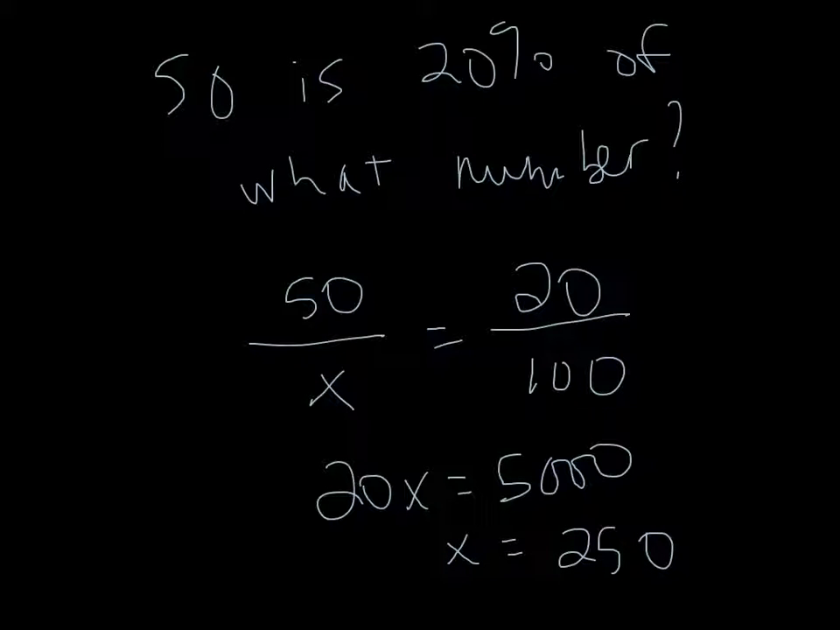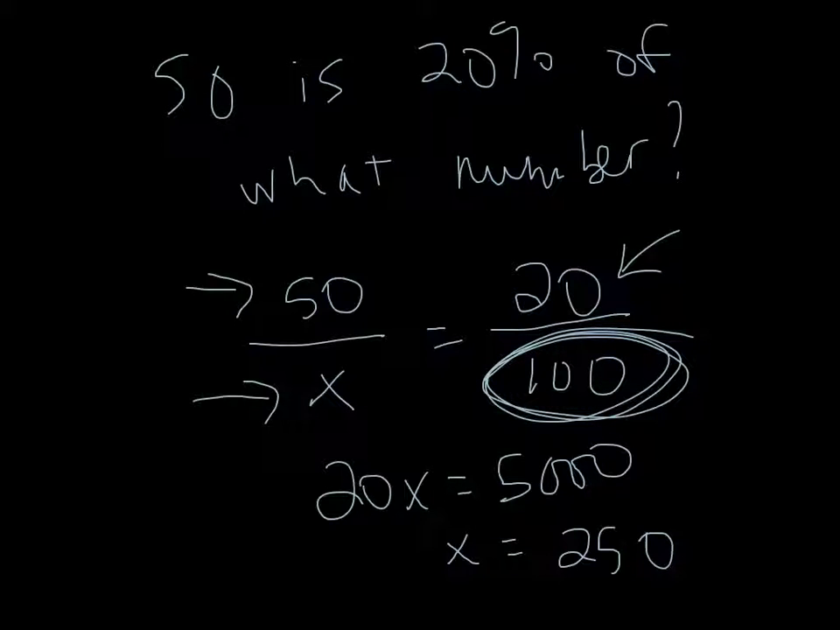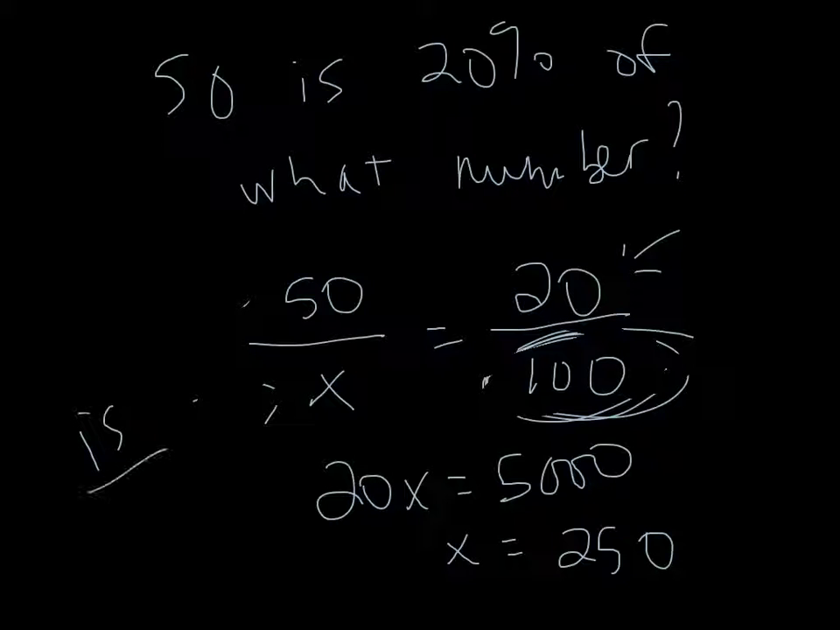Okay, so that's just an example of how to find using is over of equals percent over 100. I'm going to give you a worksheet with different problems, not just the x being here, but also the x being here or the x being here. Remember, this number will always be 100 in this equation. This isn't working so good. So basically, just remember is over of equals percent over 100.